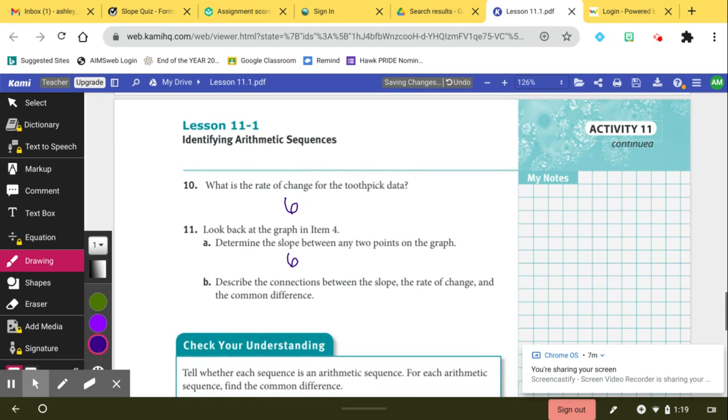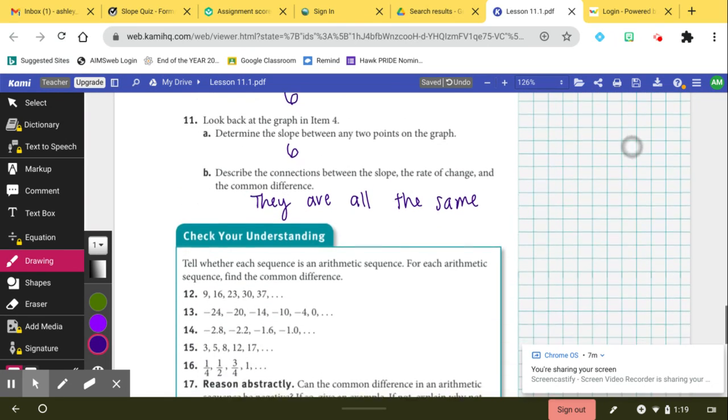Then it says, describe the connections between the slope, rate of change, and the common difference. Well, they're all 6. They are all the same. And that's going to be the case for all of my arithmetic sequences. My common difference, my rate of change, how it's changing by each increase, and my slope are all going to be the same. So let's do the check for understanding.